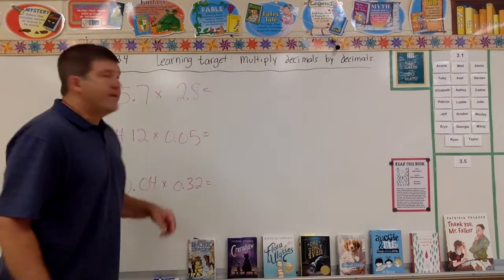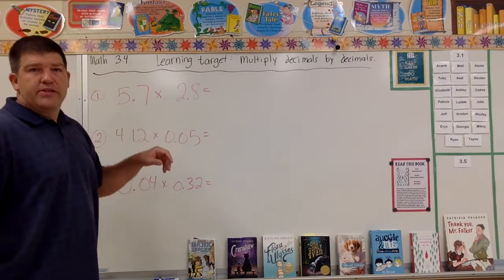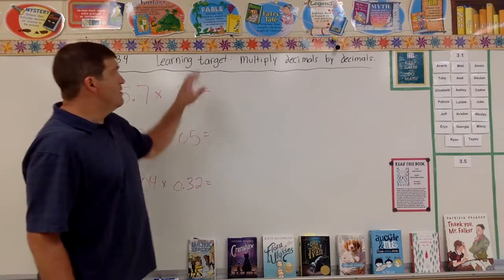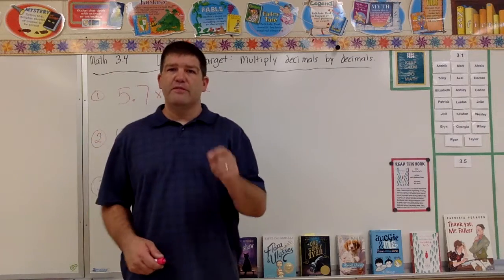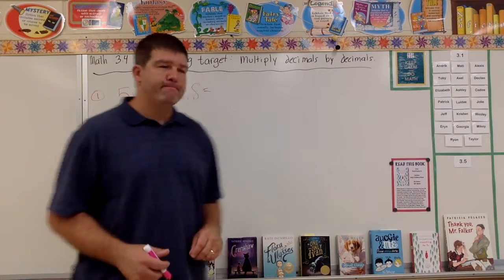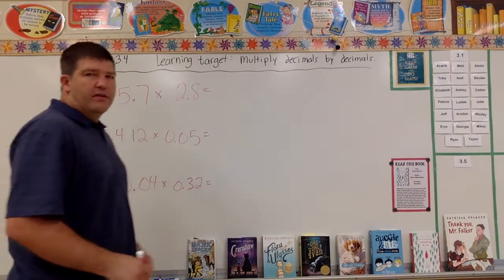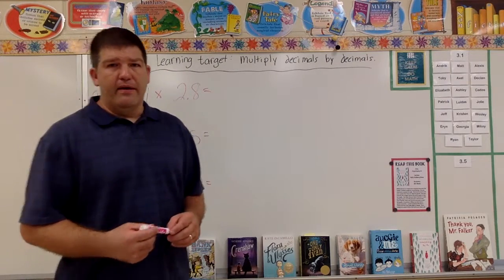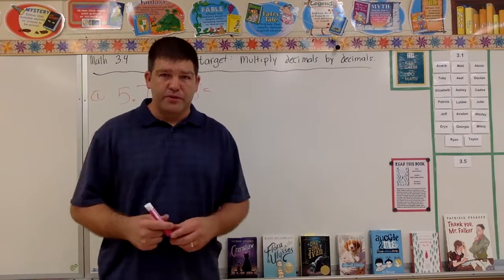This is math. We're still in the third chapter. This is the fourth lesson, so it's math 3.4. Learning target is to multiply decimals by decimals. Okay. So I have a few problems here on the board. We're going to apply some things we've already done in lessons 1, 2, and 3, and we're going to get the actual solution to these.